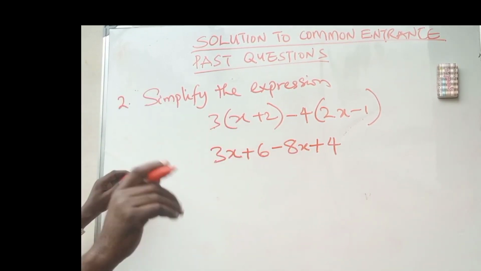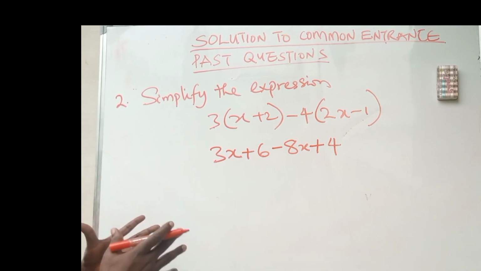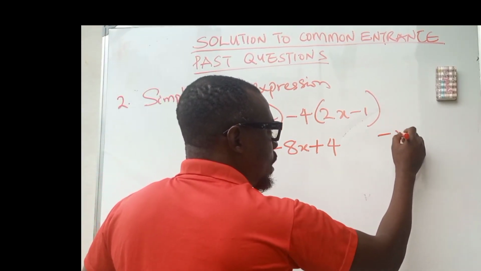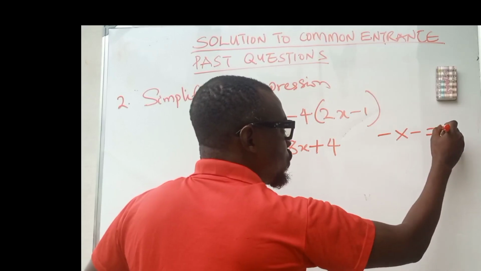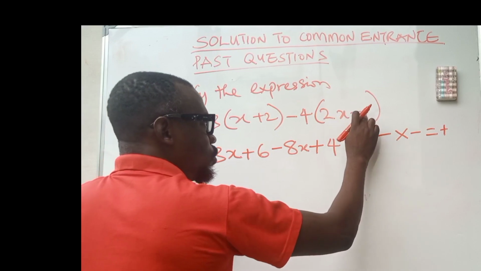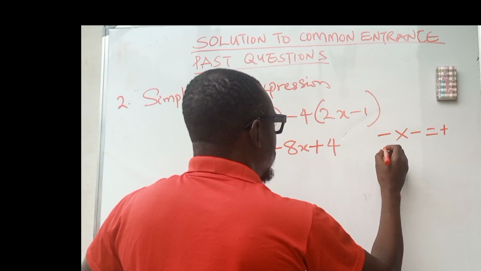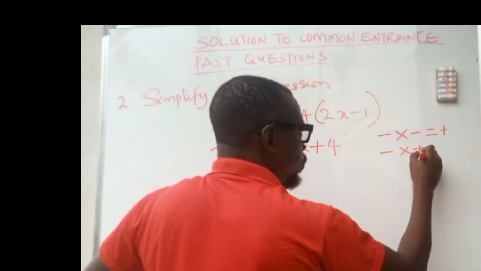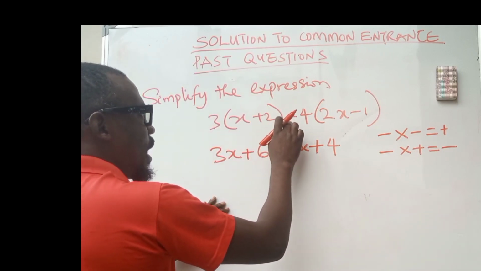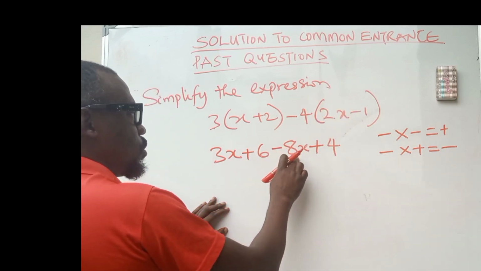I want you to note something. And as a matter of fact, probably you're going to memorize it because you're going to be using it often in mathematics. And what is that thing? Whenever you see minus times minus, it's going to give you plus. As in this case, minus 4 times minus 1, which gave us plus 4. Whenever you see minus times plus, it's going to give us minus. As in this case, minus 4 times plus 2x. It gave us minus 8x.